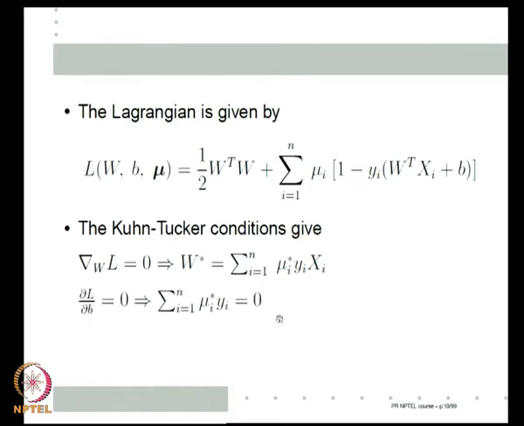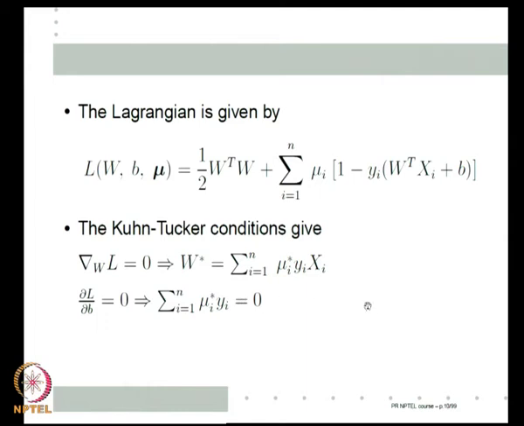The gradient of L with respect to b being 0 gives me, there is only one b term but that is linear, so I get the summation over i equal to 1 to n of mu i y i into b. So, differentiating it, I get the summation over i equal to 1 to n of mu i y i equal to 0. This is the condition that the gradient of the Lagrangian with respect to the optimization variables is 0.